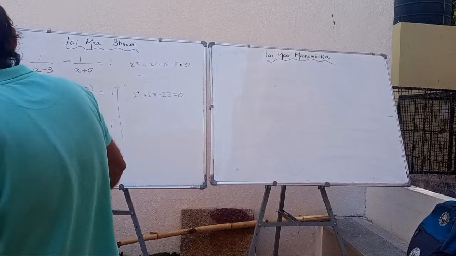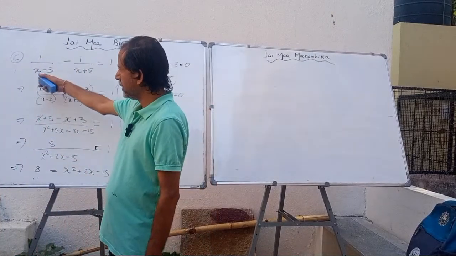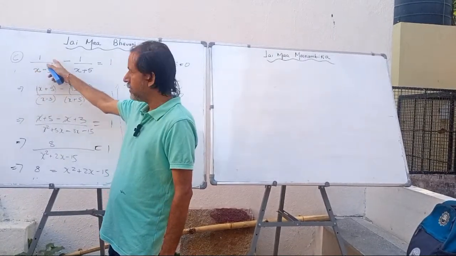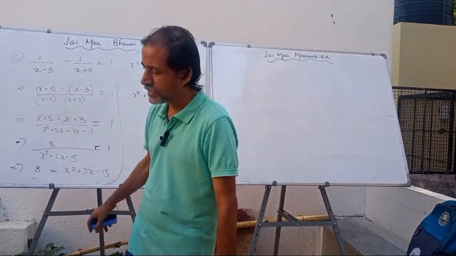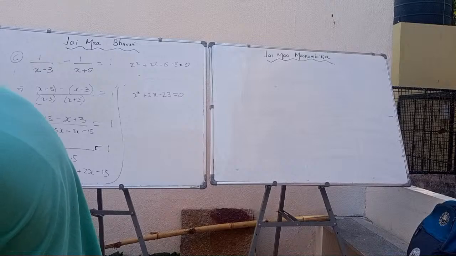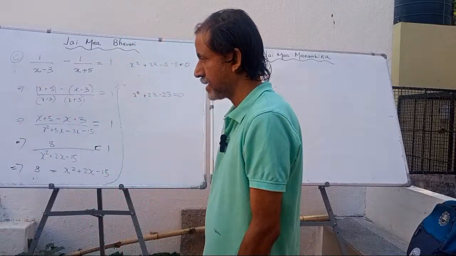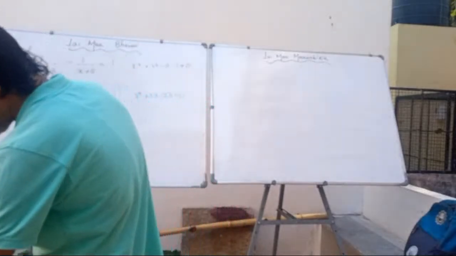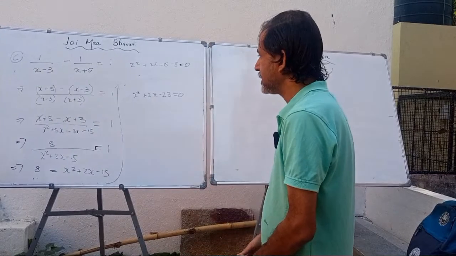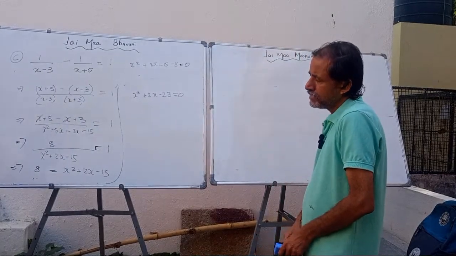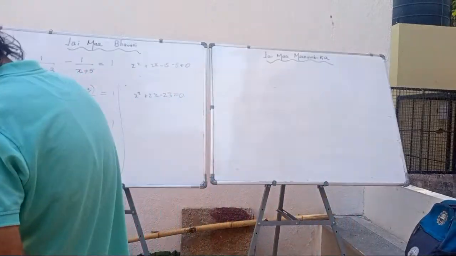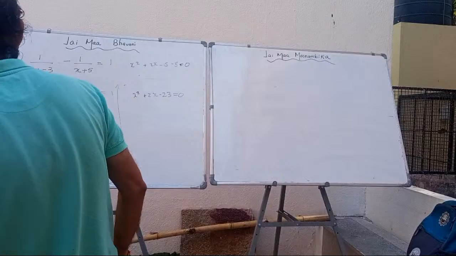Second option, x is equal to 3. If x is equal to 3, this will be undefined. You're getting it? It will be 1 by 0. That cannot be. Now the third option, x is not equal to 5 and x is not equal to minus 5, is actually correct. And the fourth option, x greater than 3 and x less than 5, is something that I cannot deny or confirm, but the third seems to be the right answer.